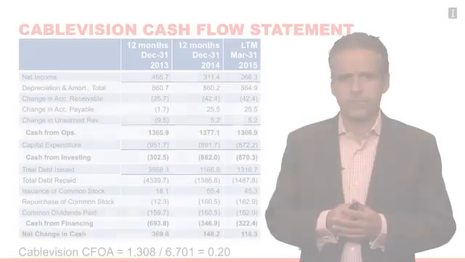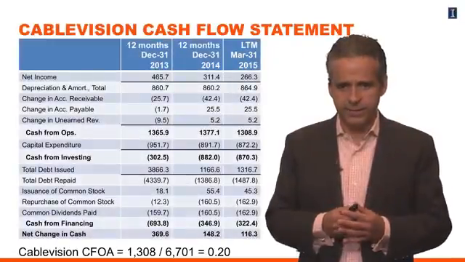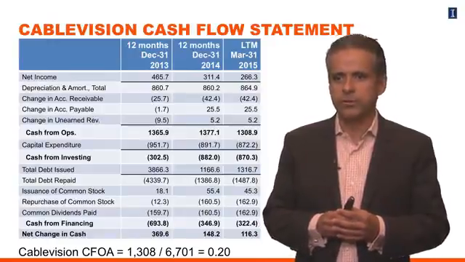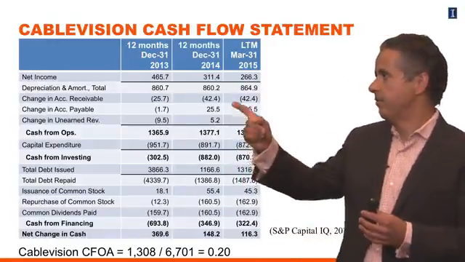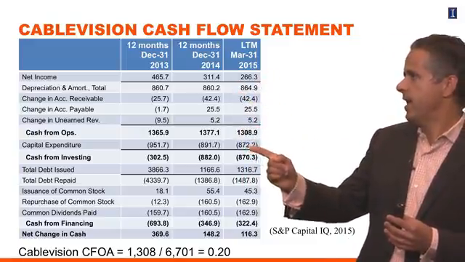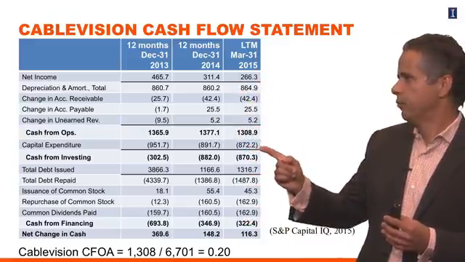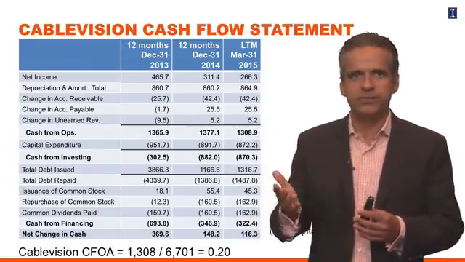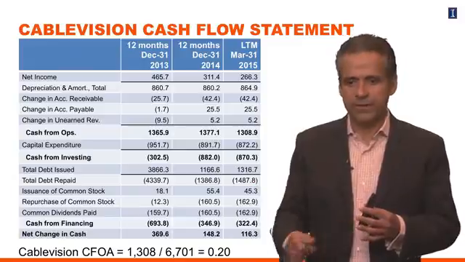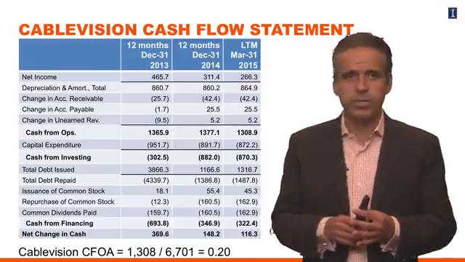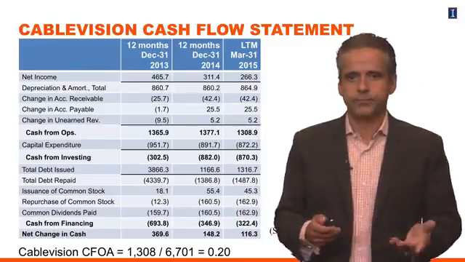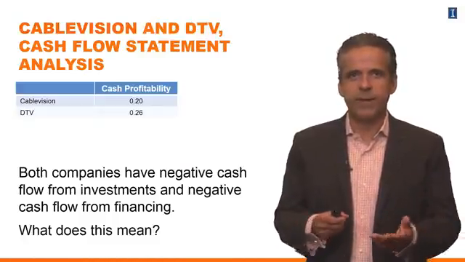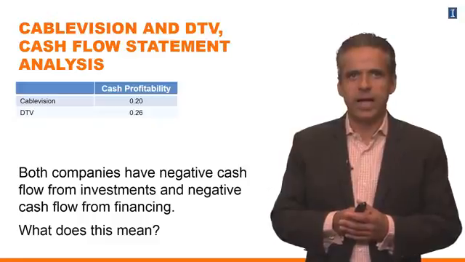Here is a calculation for you for Cablevision, again using the latest 12-month period. You have cash from operations here, which is 1.3 billion. This ratio is very simple. You just have to divide cash from operations by total assets. For Cablevision, this would be 0.20. And you can do the same thing for DirecTV. You should get a ratio of 0.26.